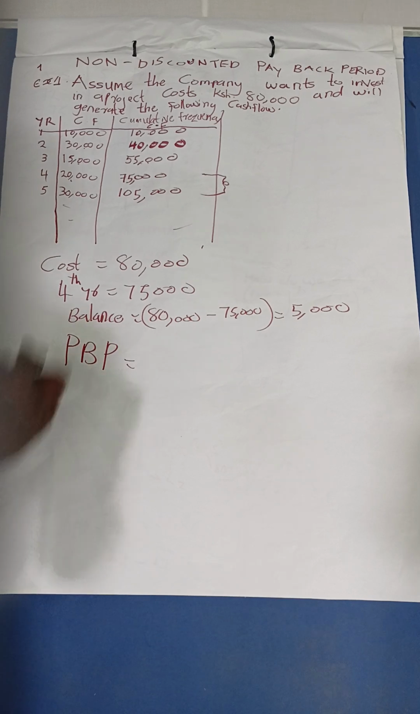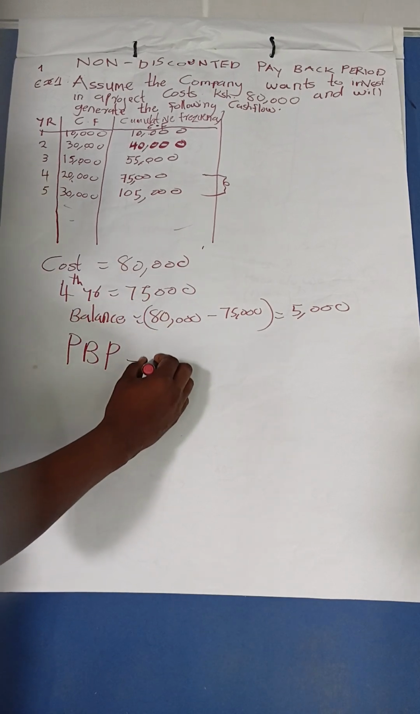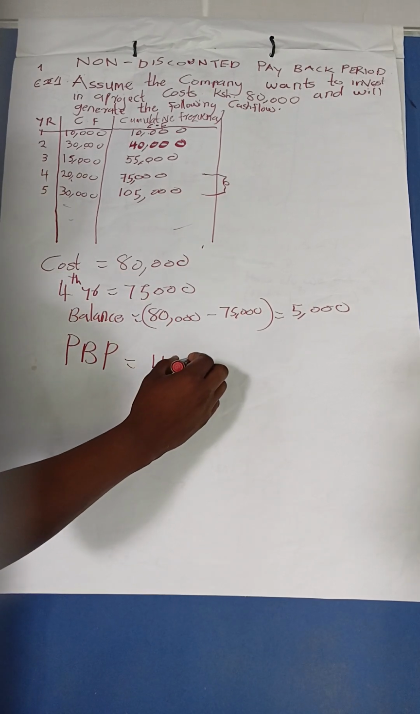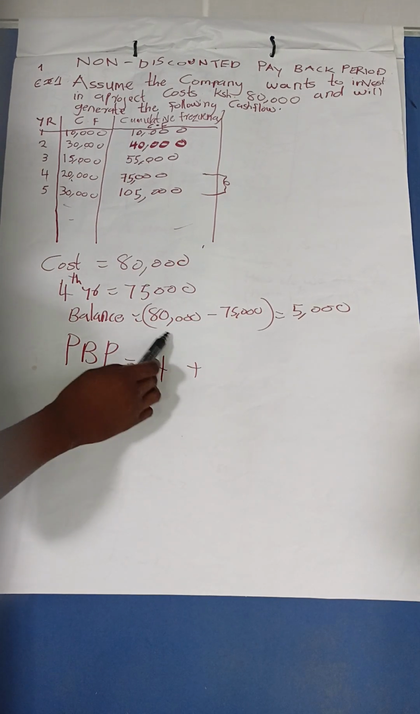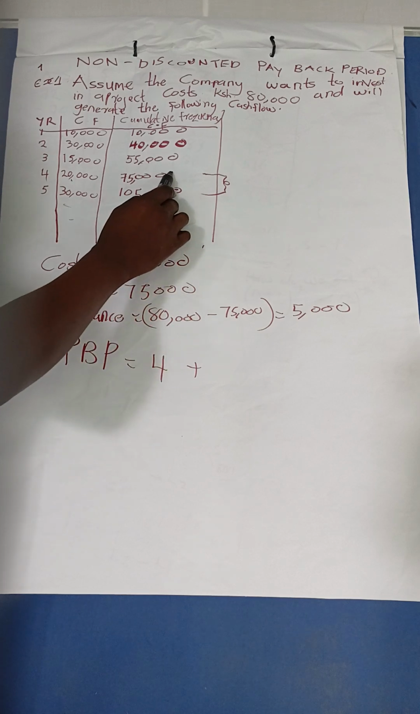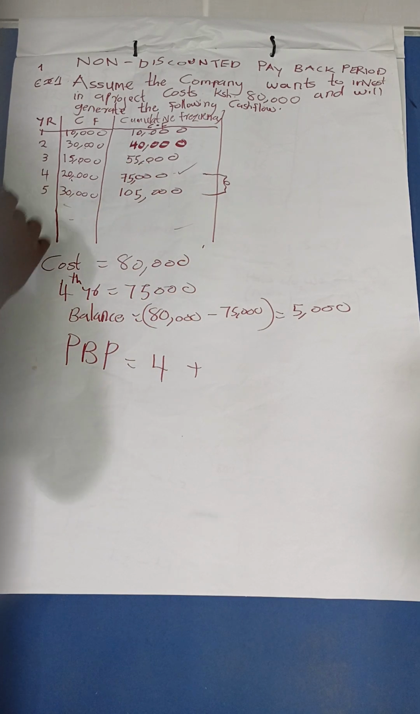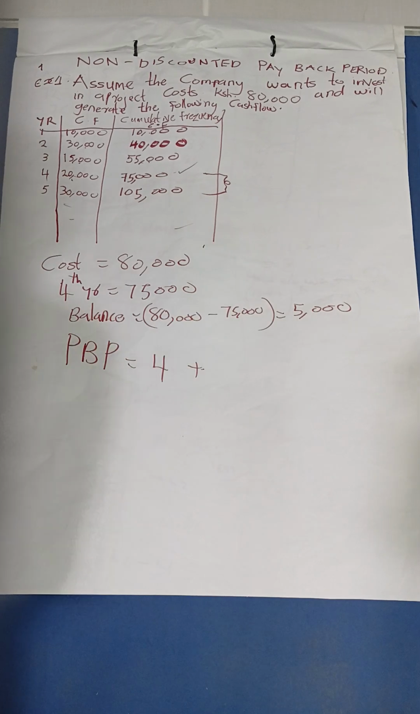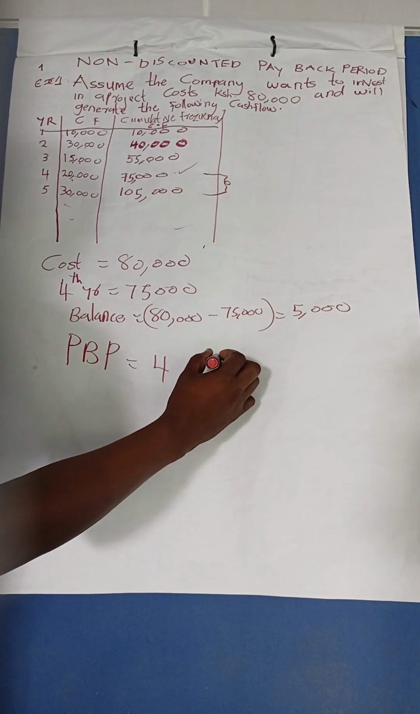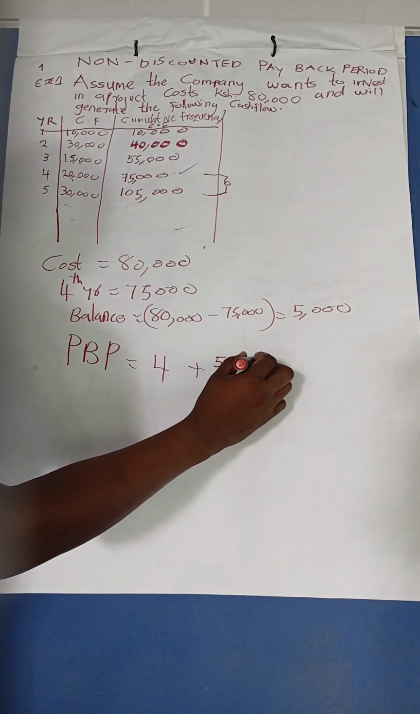It will be equal to the 4th year, so the 4 years, plus. Now I'm remaining with the balance of 5,000. I think we know where 4 years has come from, because 75, this one, it is in the 4th year. So 4th year there. Now we remain with the balance of 5,000. So I'll put that 5,000 here.